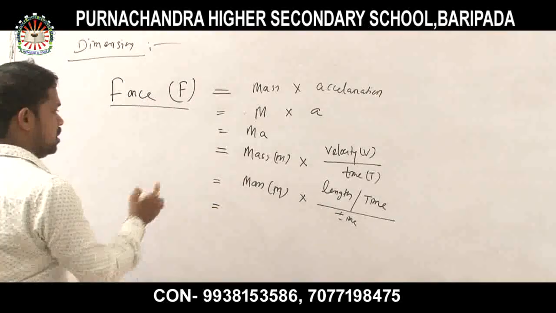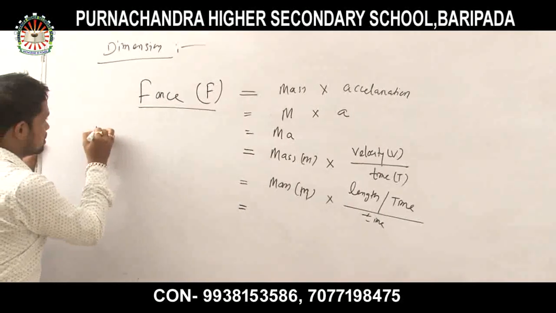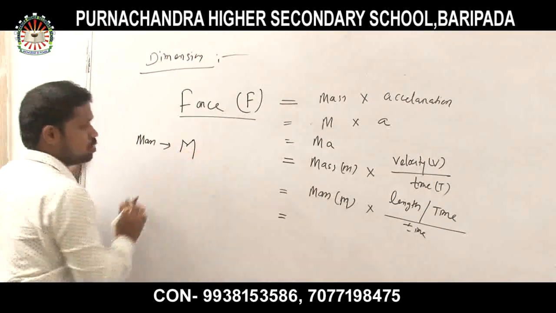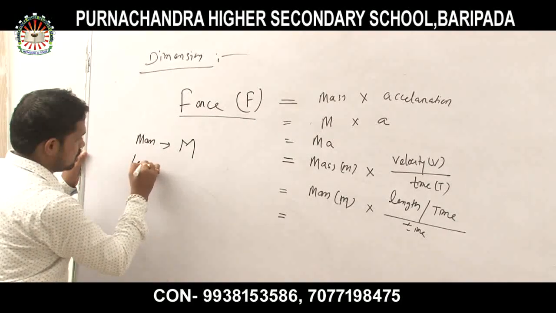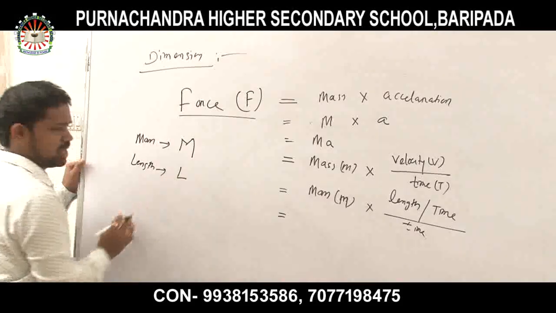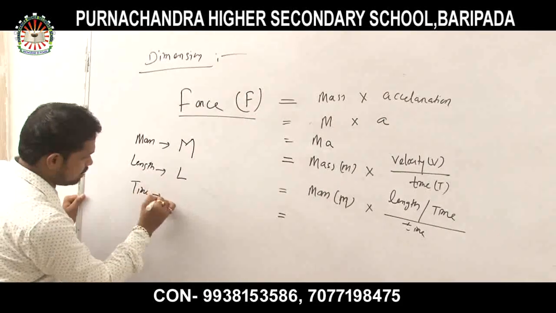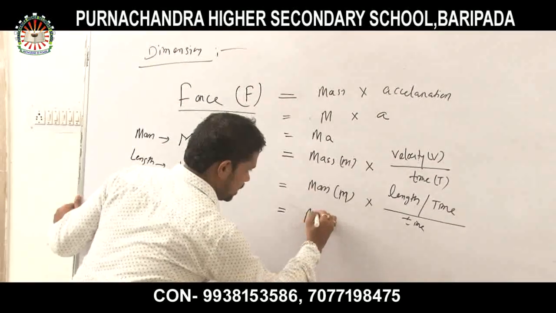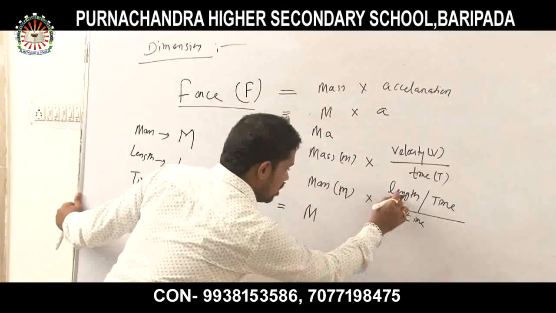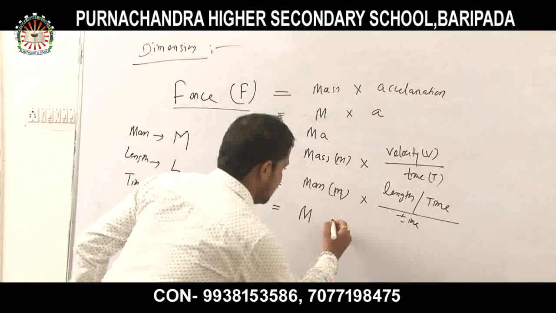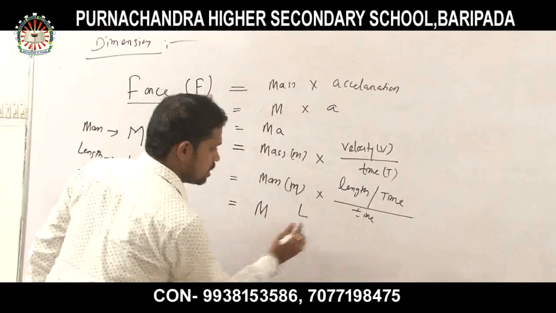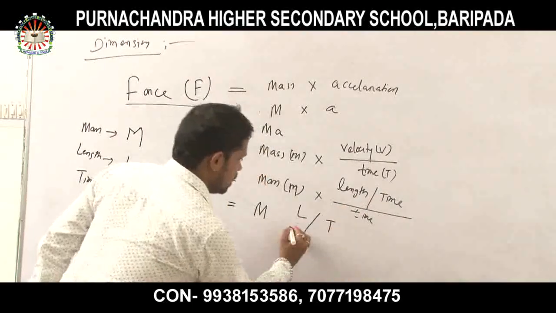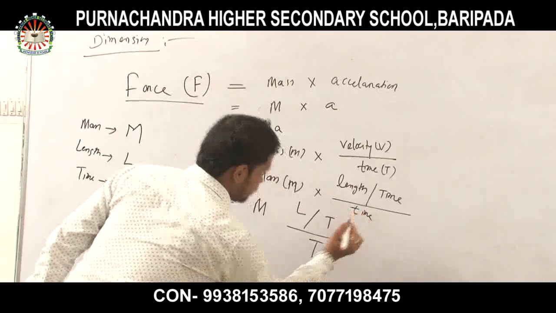Here I have to mention one thing. For mass, for the dimensional formula we have to take capital M. For length we take capital L. For time we take capital T to write the dimension. So for mass I take capital M, for length I take capital L, then divided by time, capital T, and the whole divided by capital T again.